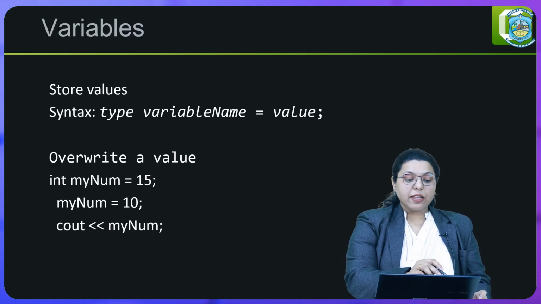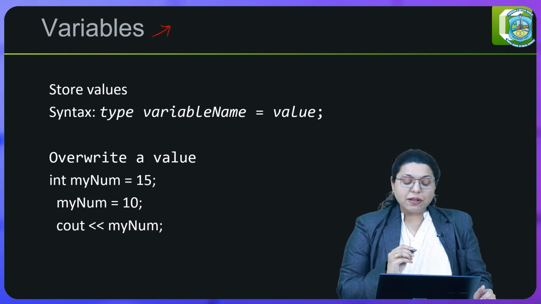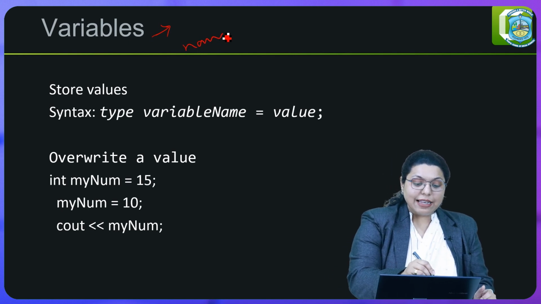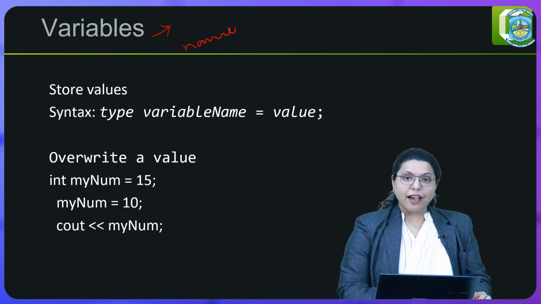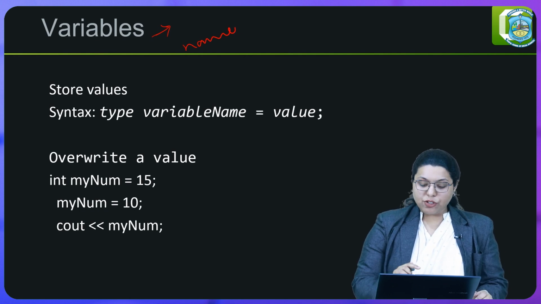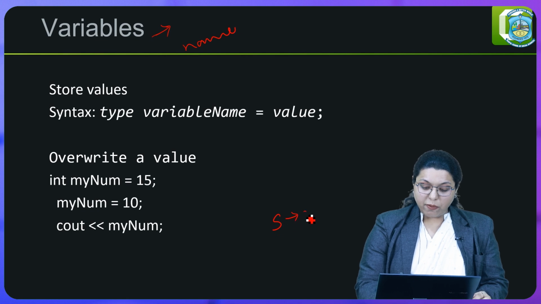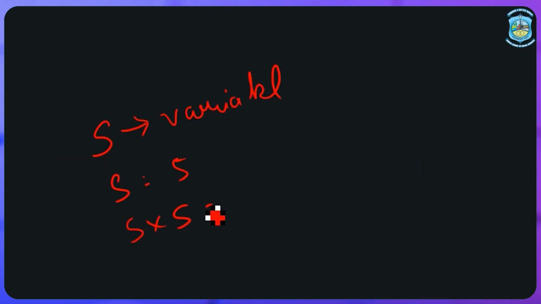Now, variables. Variables are very important in any programming language. What are variables? Variables are nothing but the name of any particular entity. Like if I want to print the area of a square, S is what? S is a variable over there, right? So, S value I can give as 5. So, how will I calculate the area? S into S, that is 5 into 5 is equal to 25.